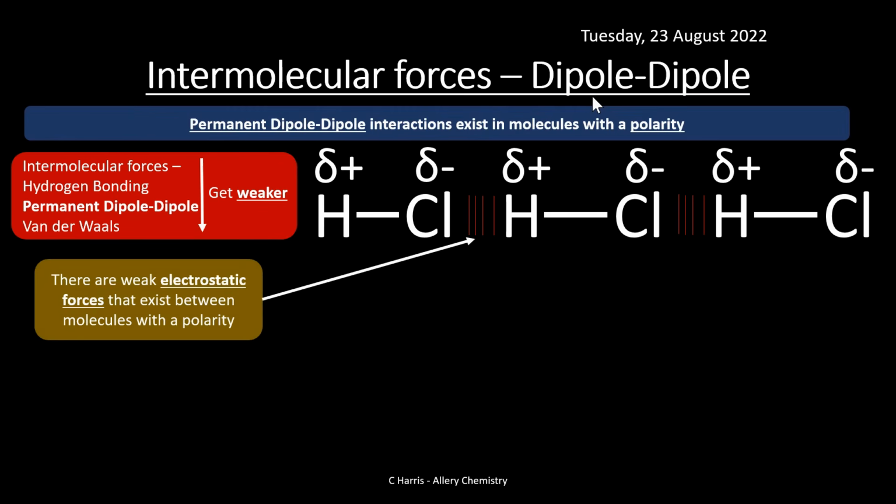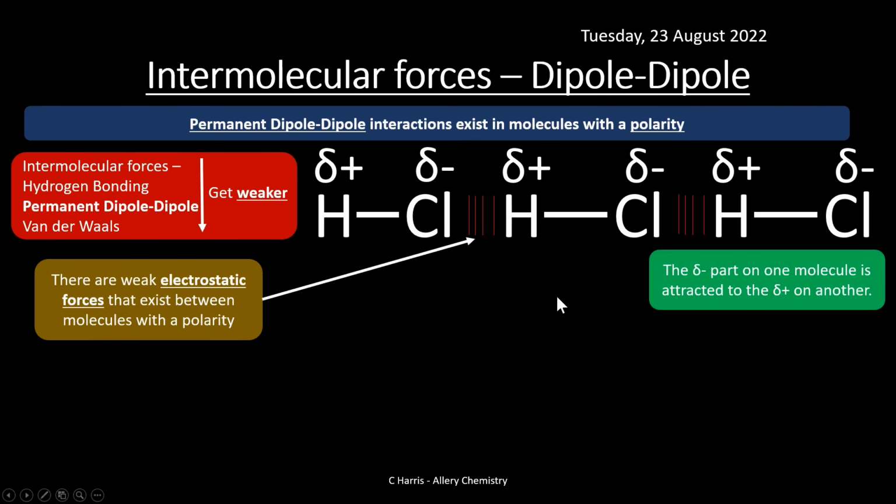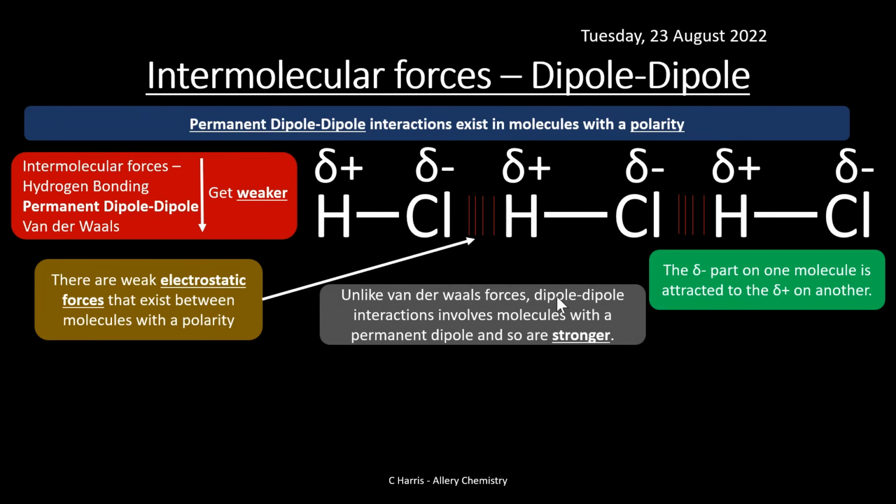So when you have HCl, you have this permanent dipole, delta negative, delta positive. Chlorine is the more electronegative element, and you have these electrostatic forces between the delta negative chlorine and the delta positive hydrogen. The delta negative part on one molecule is attracted to the delta positive on the other one, as you can see there. Unlike van der Waals forces, dipole-dipole interactions, or your permanent ones, are stronger, because they're permanent. They don't exist just because the molecules are near each other.